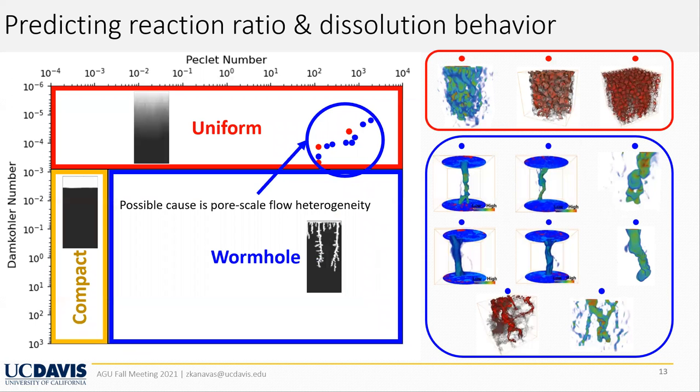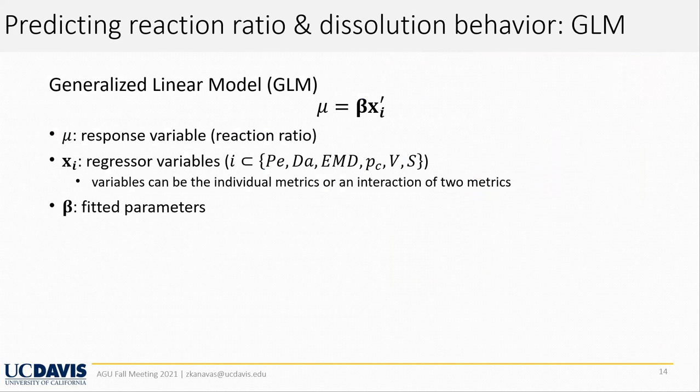Recall that the Peclet and Damköhler numbers have been used to predict dissolution behavior at the macroscopic scale. Now we want to improve predictions of both dissolution behavior and reaction ratio by also considering a metric for flow heterogeneity from our potential candidates. To select the best combination of parameters that describe dissolution, we used a generalized linear model, or GLM, which produces a linear equation for the reaction ratio, shown as mu, as a function of some linear combination of Peclet, Damköhler, EMD, PC, V, and S as independent and/or interactive terms.